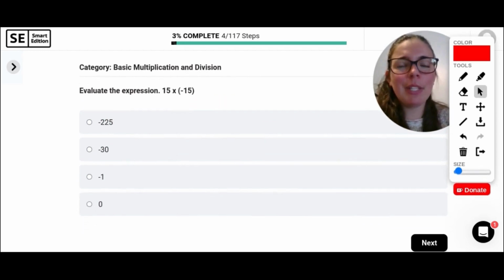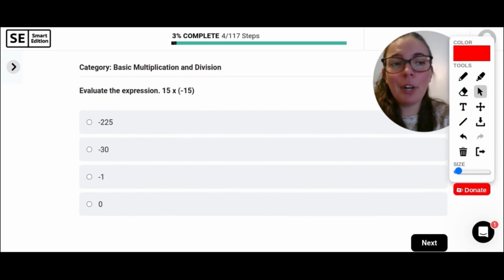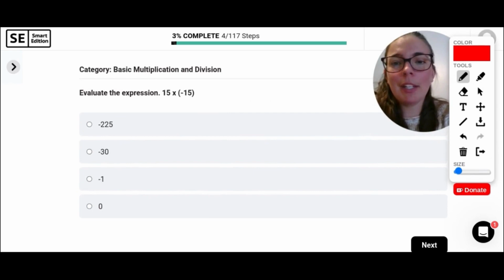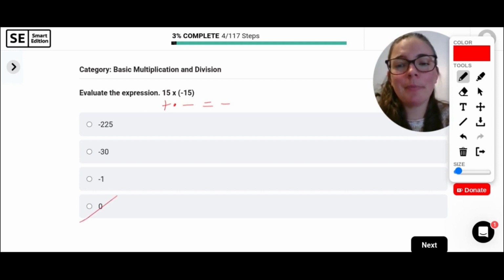All right, let's evaluate the expression 15 times negative 15. So it's important to know that a positive times a negative is a negative. So my answer needs to be negative. I can get rid of 0 as my option. Now, all I have to do is 15 times 15, which I can plug into my calculator, and we would get 225. So negative 225 is my answer.